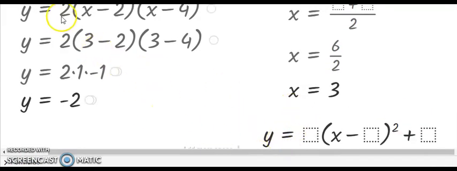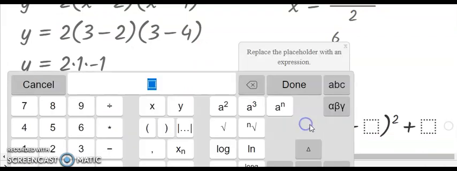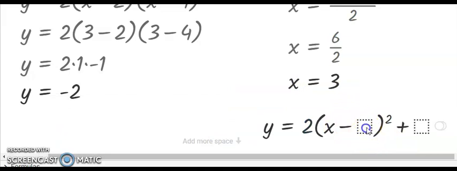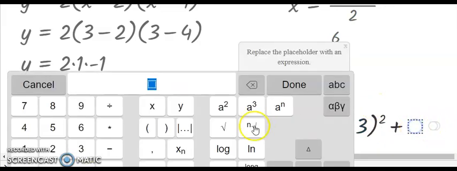So the final answer is we need to use our a value, which is 2, our x value is 3, and our y value is -2. So here's 2. This one's 3. And this one's -2.